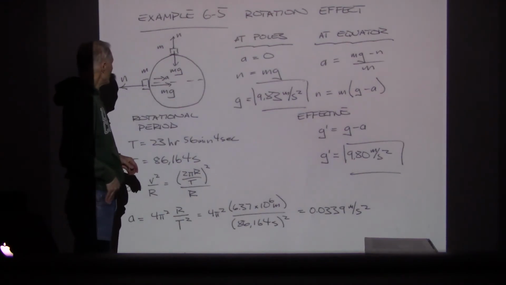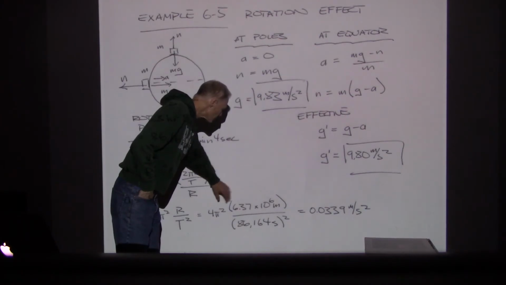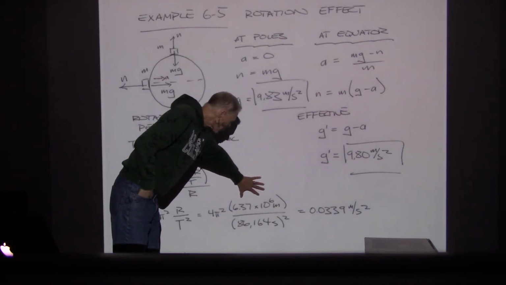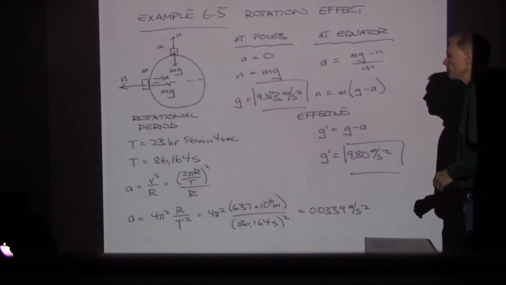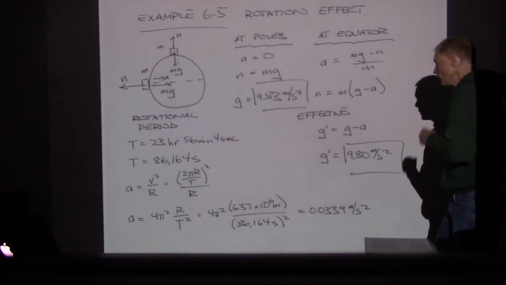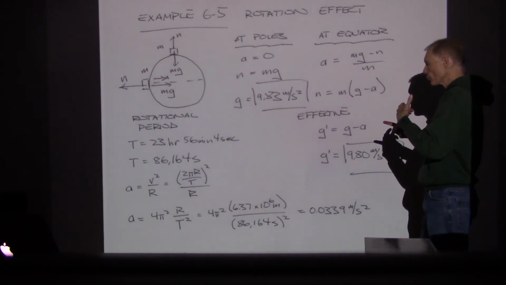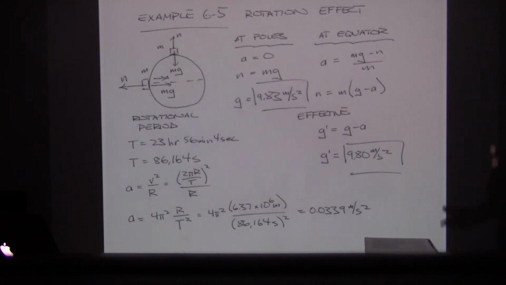So I'm going to plug in the 4 pi squared, the radius of the Earth, and the period, and square it. And what it says is that the acceleration that someone at the equator experiences due to the rotation of the Earth is 0.0339. Now, that's not huge compared with 9.8, but it's a measurable effect.